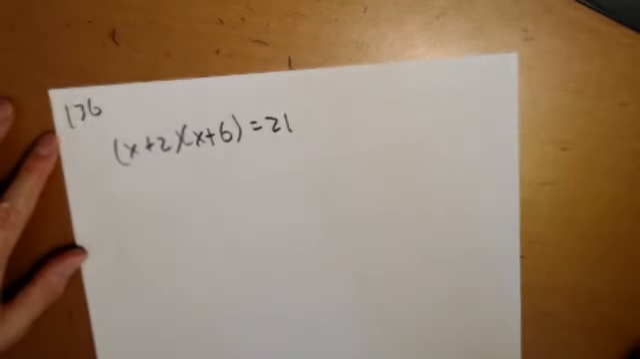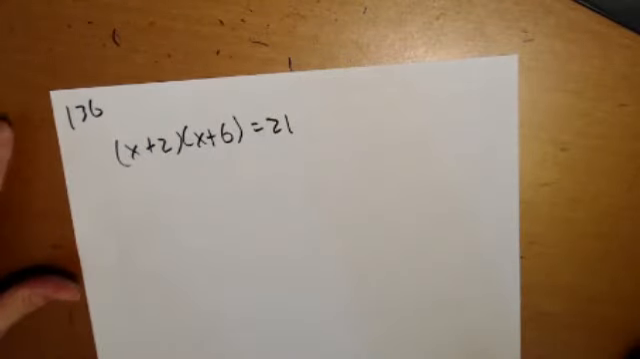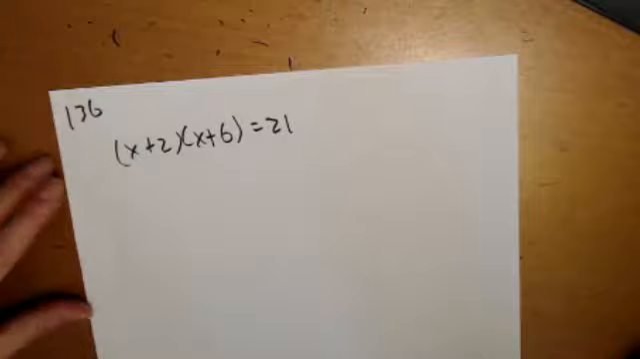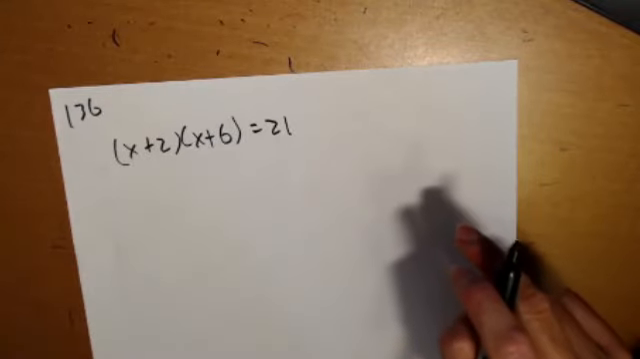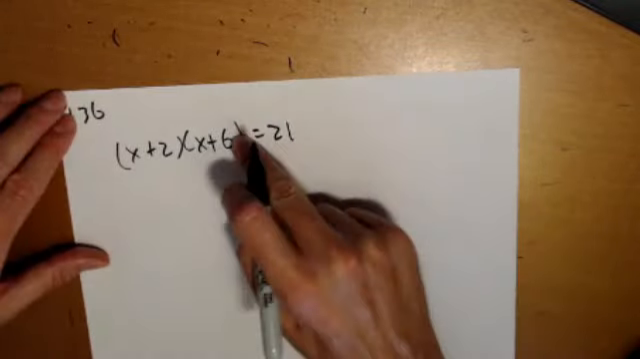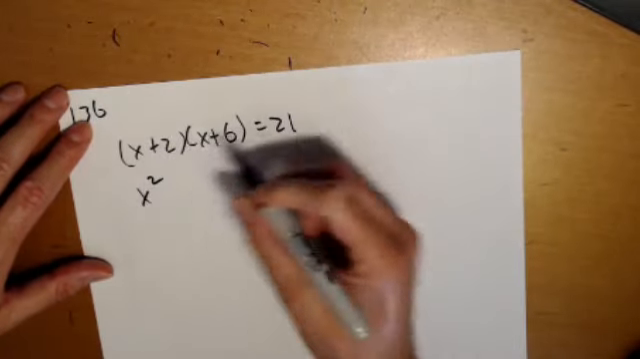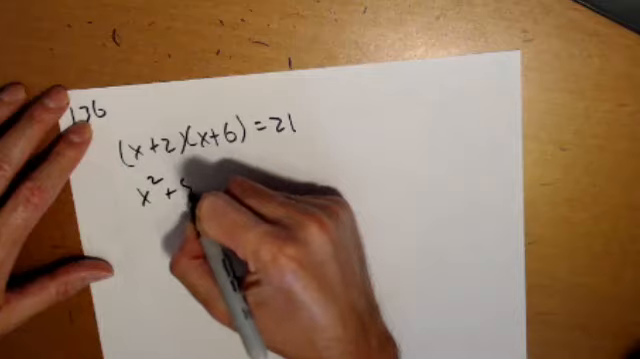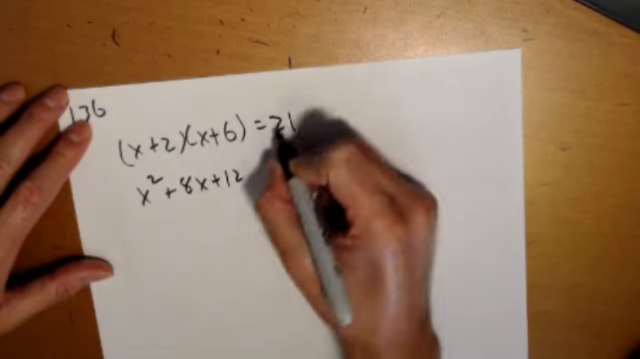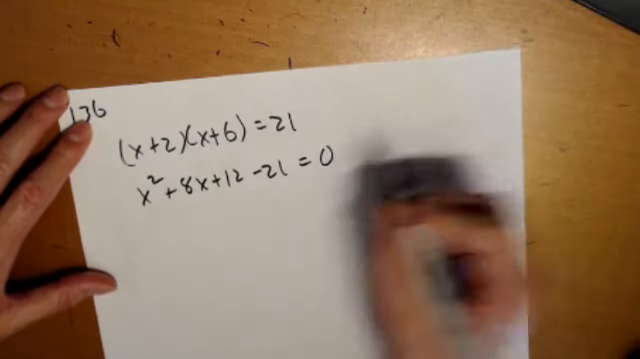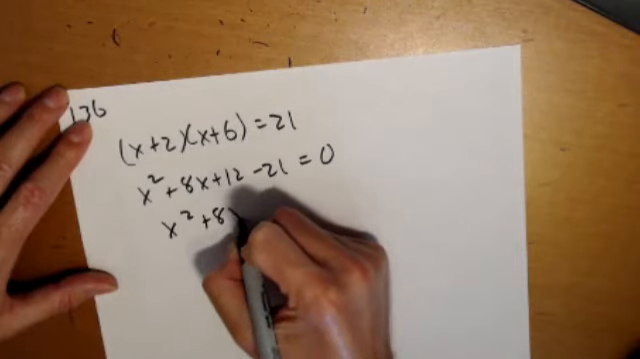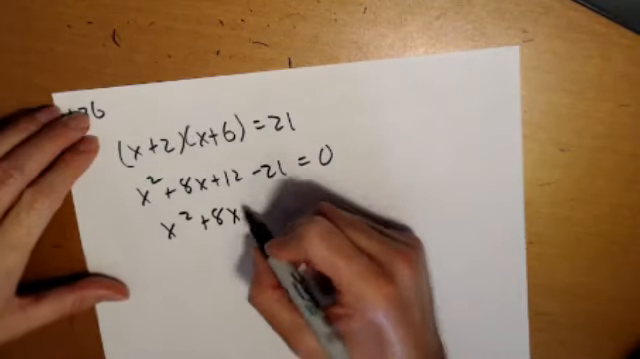Main thing to remember is that whenever you're solving, no matter how you did it in the past or how you're doing it now, the right side always has to be 0. Okay, so we need to bring that 21 over. Well, let me just multiply this mess out first. X squared, I'm going to do the foiling in my head, and then subtract 21. X squared plus 8x, 12 minus 21. What is that? Negative 9.